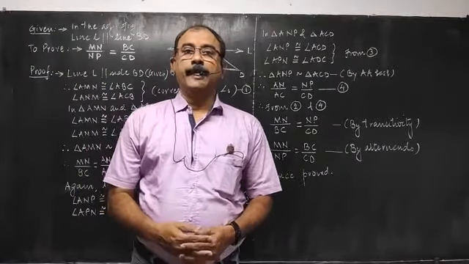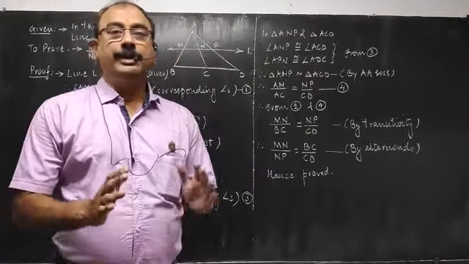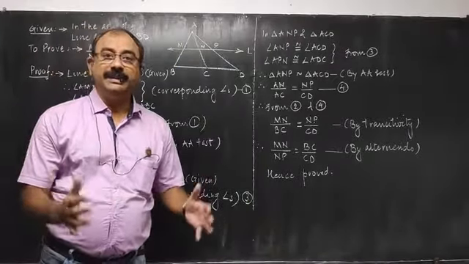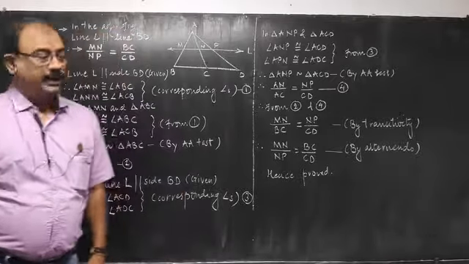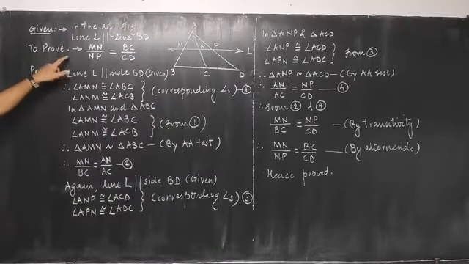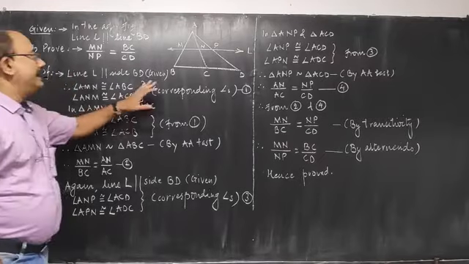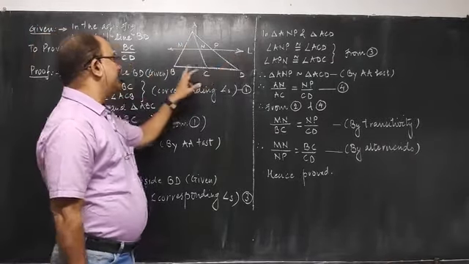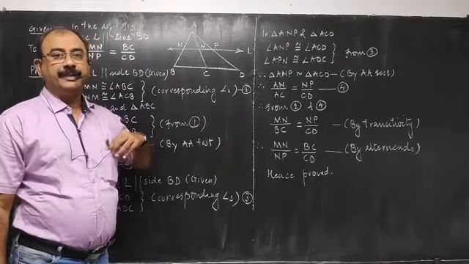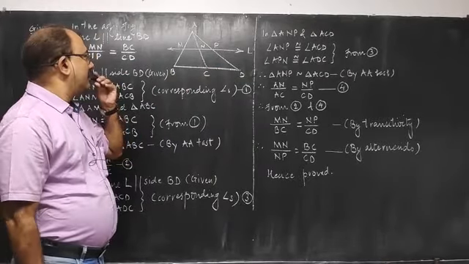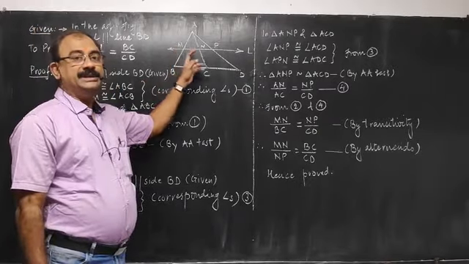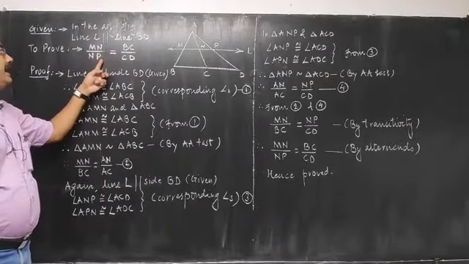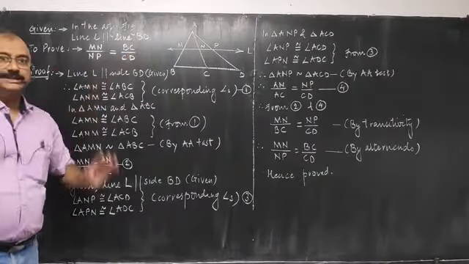Good morning, children. Today we are going to study one problem which is out of the textbook but definitely well within the syllabus. The figure is there on the board. It is given that line L is parallel to side BC. It is intersecting the sides in points M and P as shown, and we have to show that MN upon NP is equal to BC upon CD.